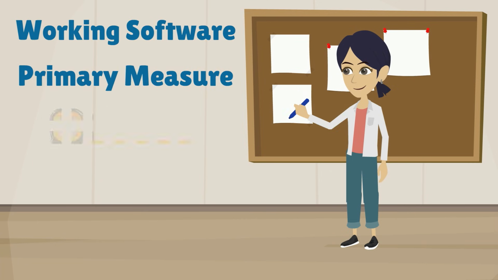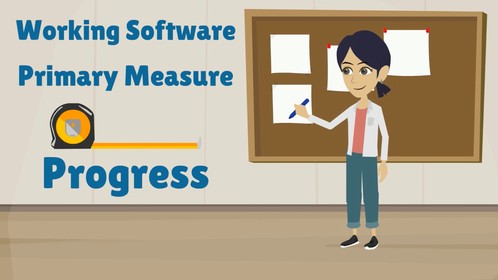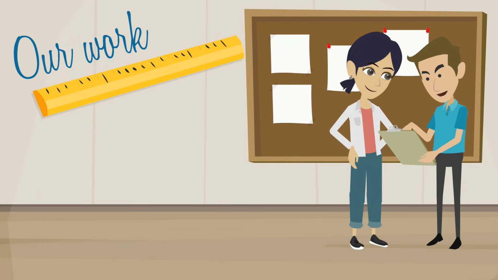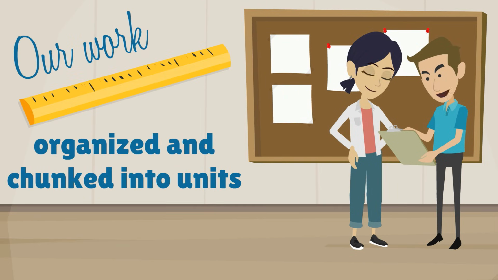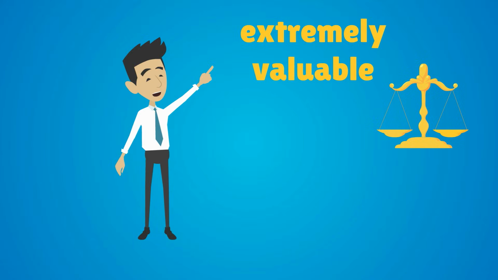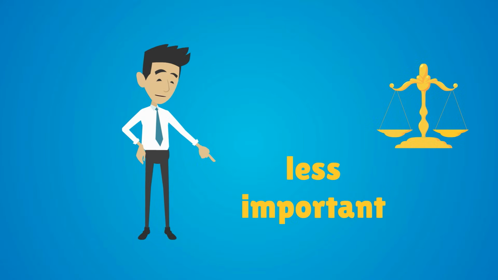If working software is the primary measure of progress, we need to make sure we organize and track our work in a way that supports this goal. We need to make sure that our work is organized and chunked into units that represent value to the customer, and we need a way to sort out what is extremely valuable from what is less important.